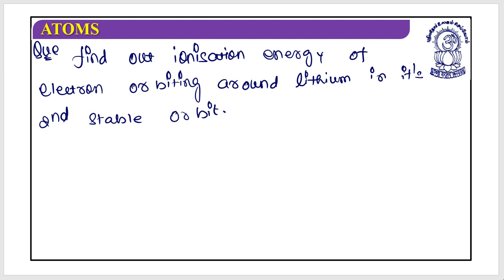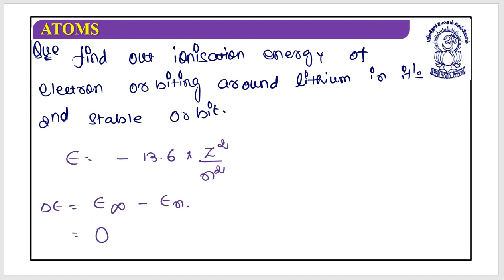So how will you do it? What is ionization energy? The total energy is E equals minus 13.6 Z square by n square. But ionization energy is the energy at infinity minus the energy at that particular location. Energy at infinity is considered zero, so it is minus of minus 13.6 multiplied by Z square by n square. This will be the situation.